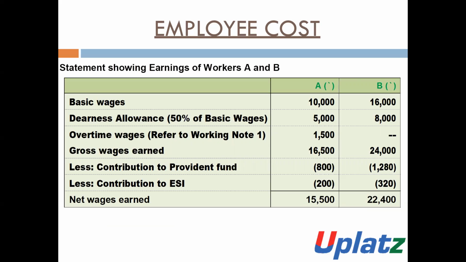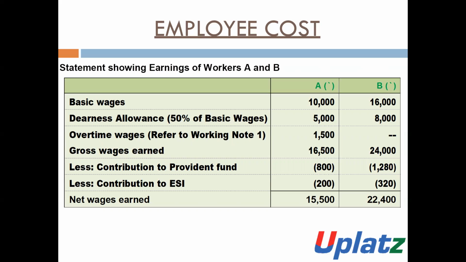Now, first we will prepare a statement of earning of worker A and worker B. Basic wages are 10,000 for A and 16,000 for B. DA allowance is 50% of basic, then 5,000 and 8,000 rupees.